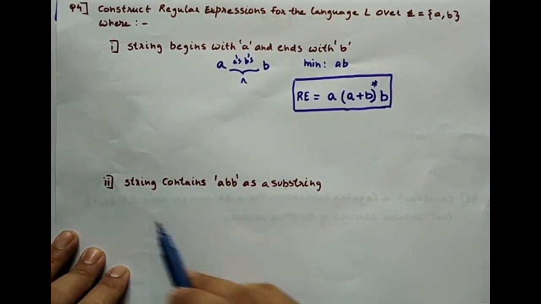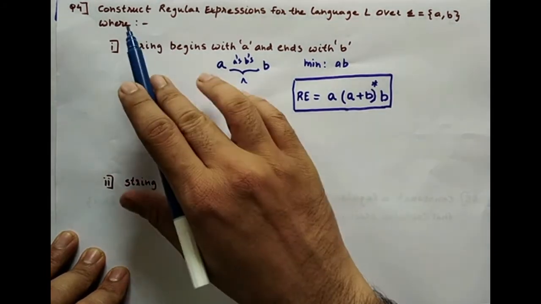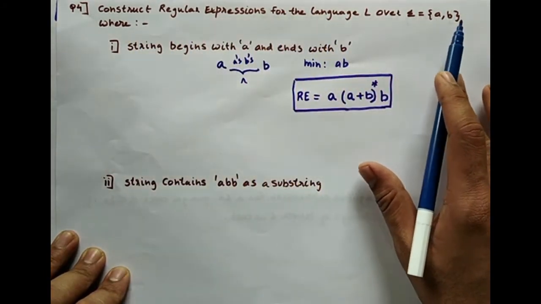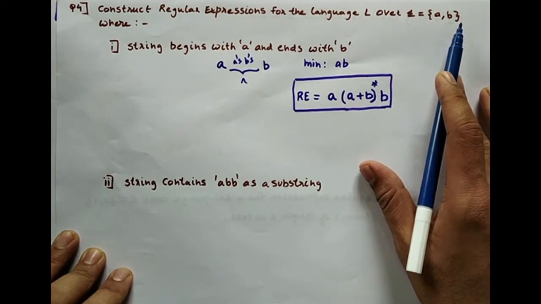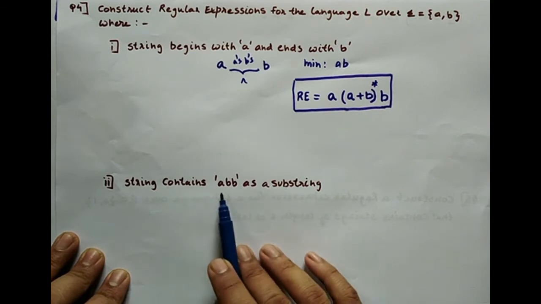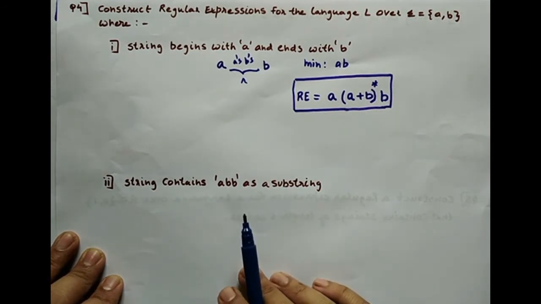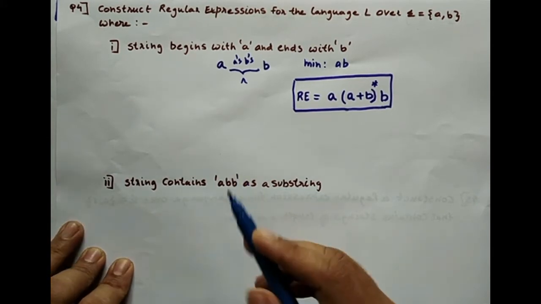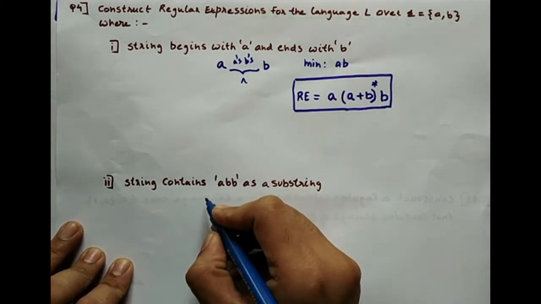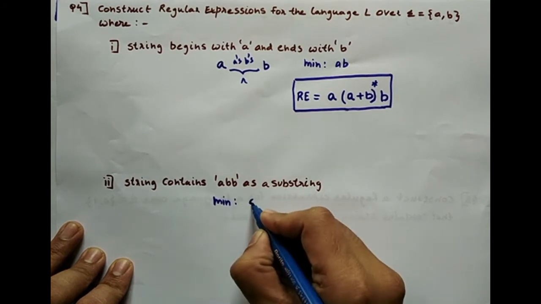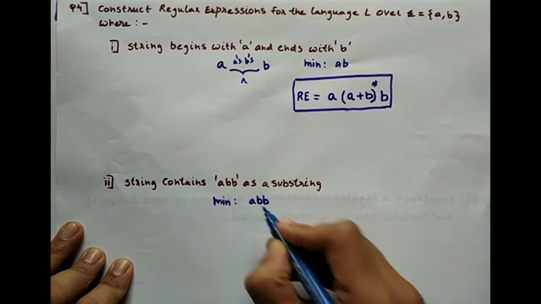In the second question, we are again supposed to construct a regular expression for the language L over sigma equal to {a, b}. So the strings are of a's and b's, but the restriction imposed here is different. Each string should contain abb as a substring. Okay. Now whenever we say string, the minimum possible string in this case will be abb.